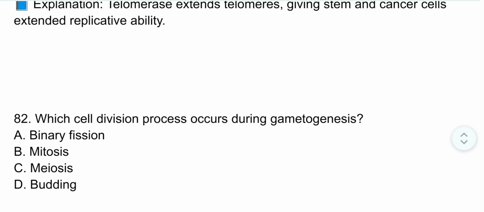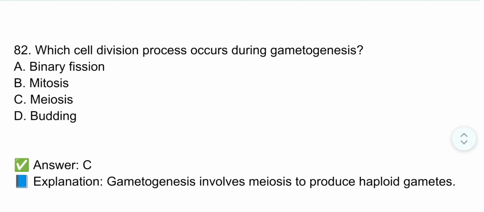Question number 82. Which cell division process occurs during gametogenesis? The correct option is option C, meiosis. Gametogenesis involves meiosis to produce haploid gametes.